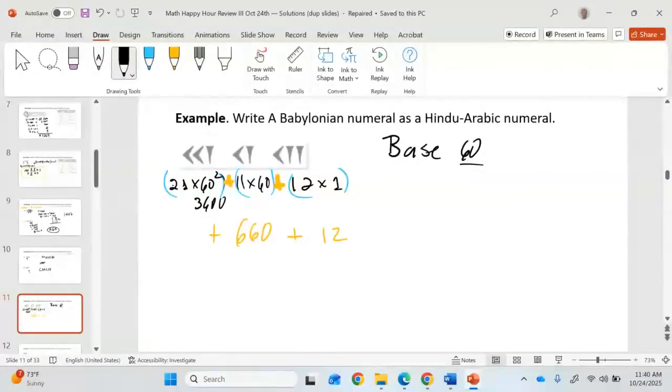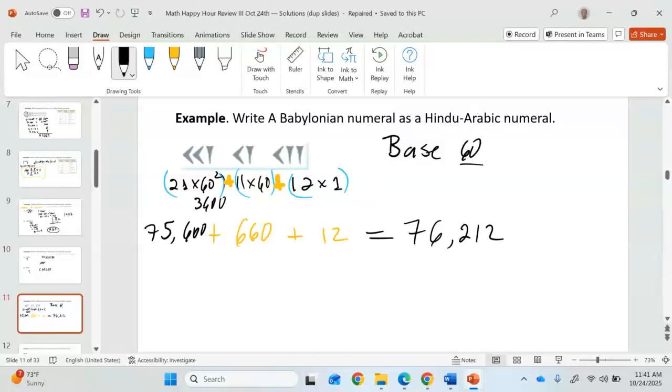So 21 times 3600 is equivalent to 65,600. And so the final answer, adding these three numbers, let me take a guess, is going to be 76,212. I'll check that answer right now.